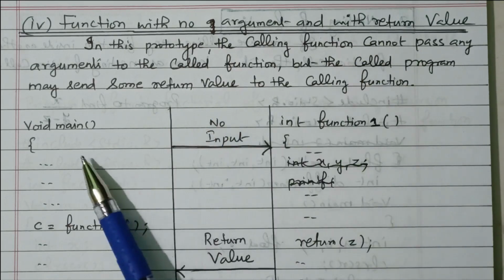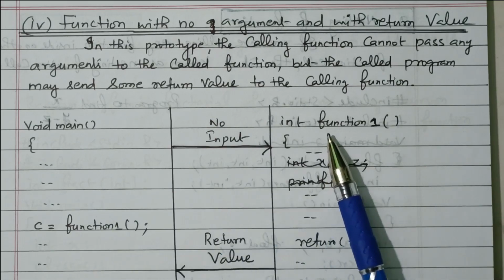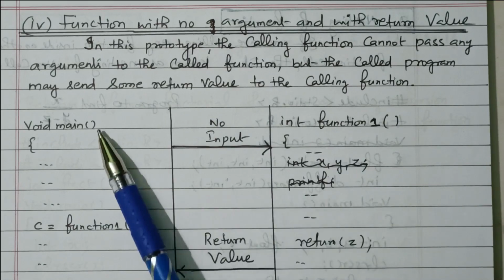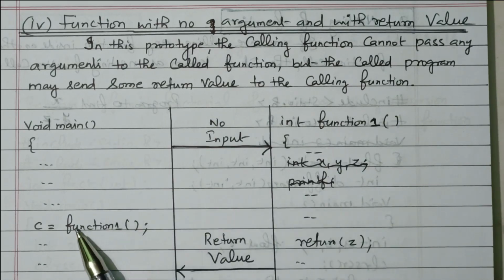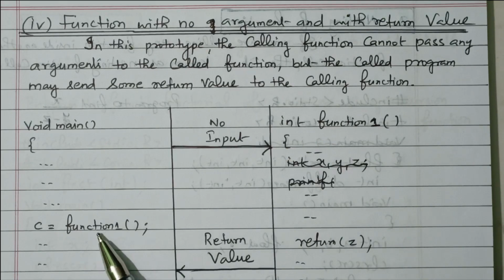We know that we have the main program in C language, and subprograms are available. The function is also known as a subprogram. This is a function. This is the main program. In the main program we can call the function. The repeatedly executed instructions can be put in the function. Whenever we need, we can call the function.